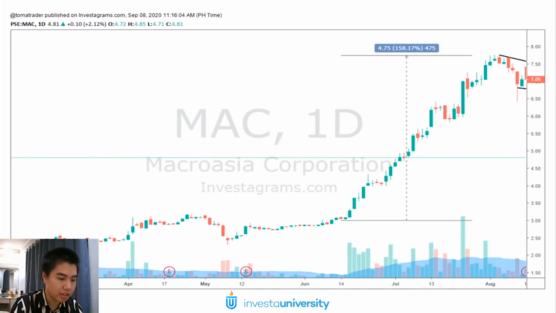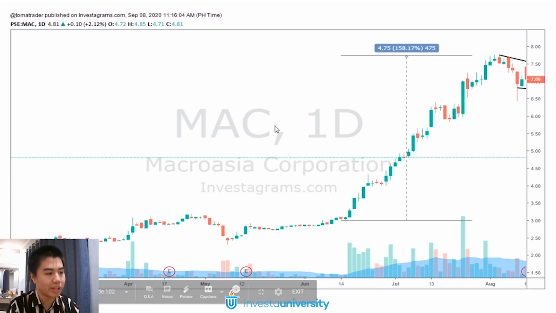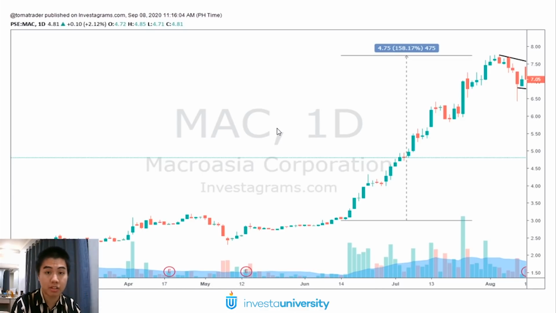Here's another example, MAC. So as we can see, MAC, grabe, last move niya, 2017, right? We have a long base here. Kinda looks like a cup and handle. Breakout, 5 days straight, strong volume. On the down days, low volume. On the up days, high volume. Went up more than doubled your money in about a month.